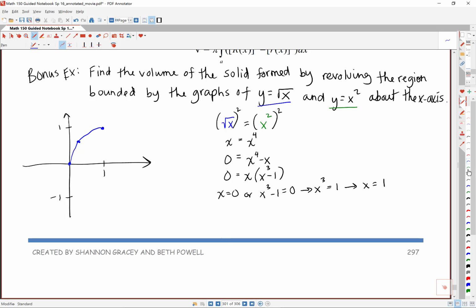All right, so again, 0, 0, and 1, 1 are on that graph. But now if we're at a 1/2 input, we'd get a 1/4 output. So it's going to go something like this. So our region that's being rotated is this region here. It's bounded by these guys.